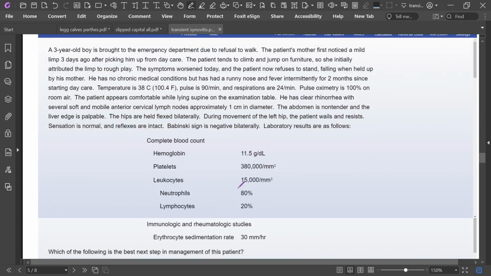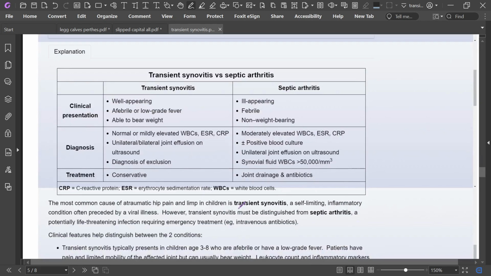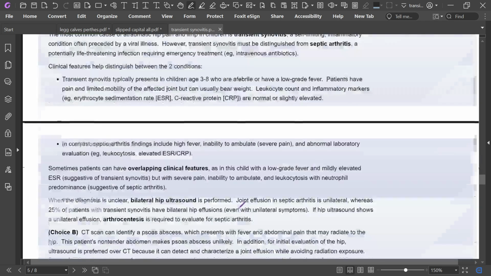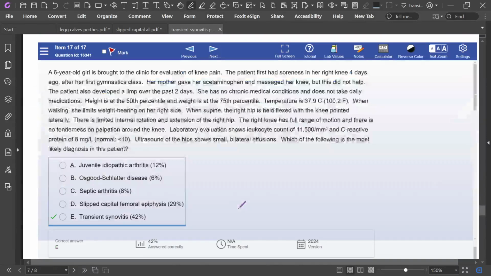Finally, this question has the same pattern too. The patient wails and resists, but everything is normal. It's not septic arthritis because everything is normal. ESR is normal, the leukocyte count is normal, and ultrasound shows bilateral effusion. So it looks like transient synovitis.